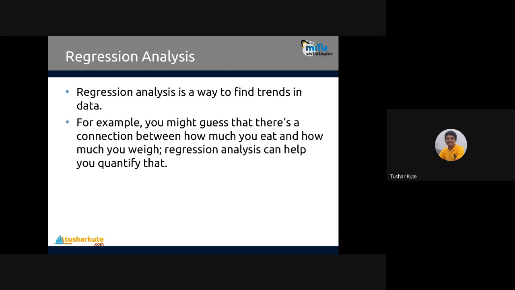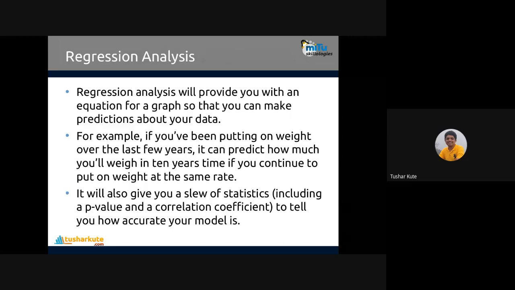Connecting with linear regression, many different topics are present. Many different linear regression methods are there: linear or multiple, or polynomial. Polynomial is actually curve based. Ridge regression, lasso regression, and elastic net regressions are present. So with the help of regression, predictive analytics is possible. Now, regression analysis will provide you with an equation of a graph so that you can make predictions about your data.